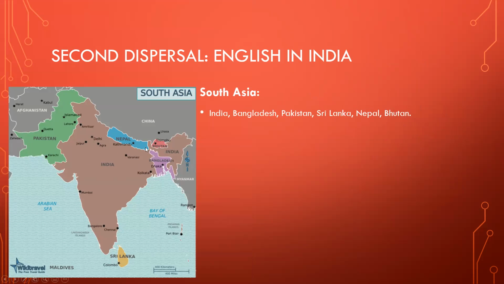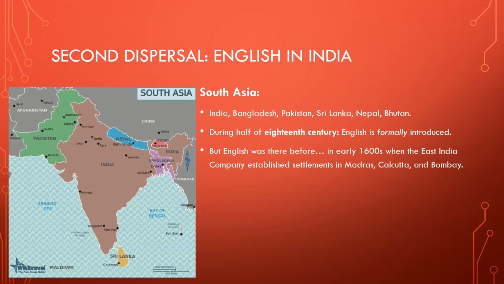South Asia, we can talk about India, Nepal, Bhutan, Bangladesh, Pakistan. So during the 18th century, on 1850s onwards, English is formally introduced. Formally means in school. Whenever we say formal, we mean academically and in an educational context. But English was there before. So in the early 1600s, when the East India Company established settlements in Madras, Calcutta, and Bombay, English was there.